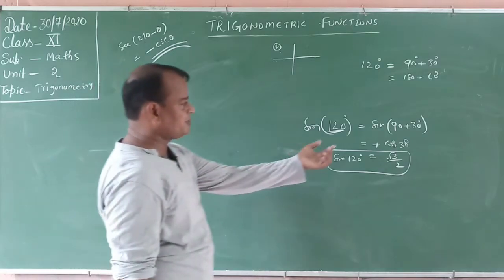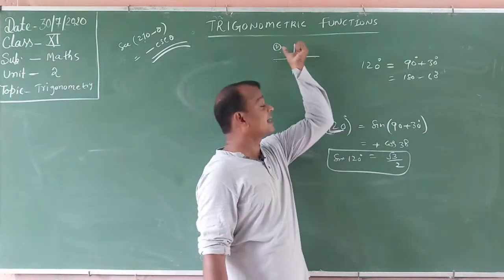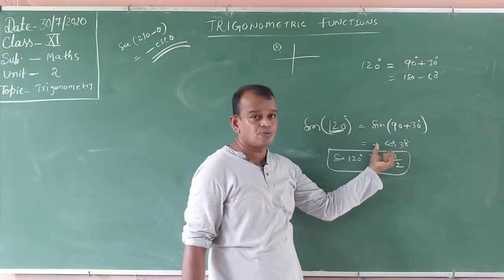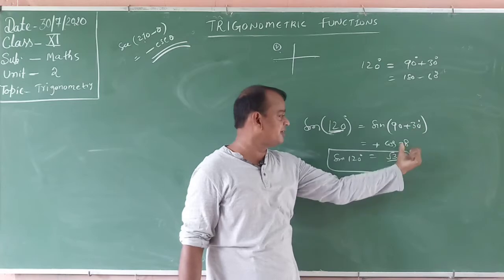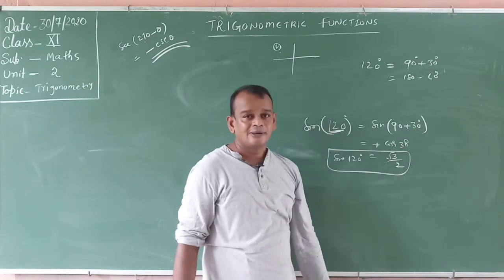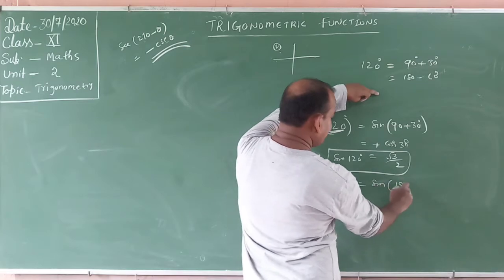Sine of 90 plus theta. First observe, 90 plus theta is in which quadrant? The second quadrant, where sine is positive. Since 90 plus theta is there, sine will be changed into cos. Cos 30 degrees equals root 3 by 2. Now we will write another way also: that equals sine of 180 minus 60.